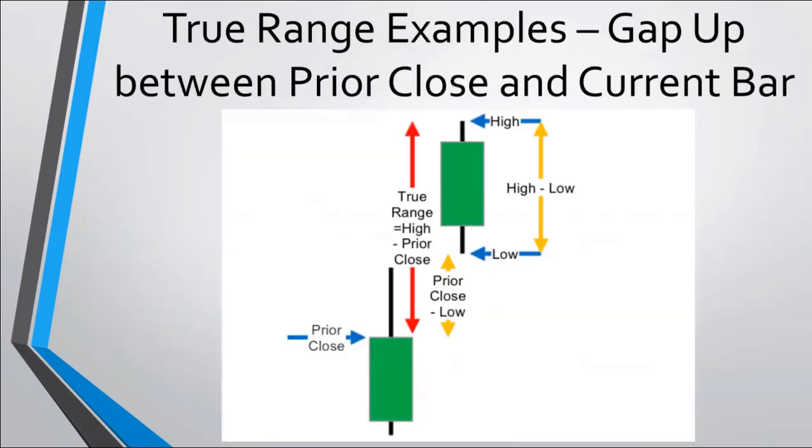Now, what happens if there's a gap? So we have the prior bar's close here. The next bar opens all the way up here, so you have a gap involved. This is where the true range comes in very handy because it does not just equal the high minus low. If you were just looking at the range of a bar, which would be the high minus low, you'd still be looking at the high minus low of the second bar on this graphic. However, there is a gap from the prior close to the open, so that is going to change your true range calculation.